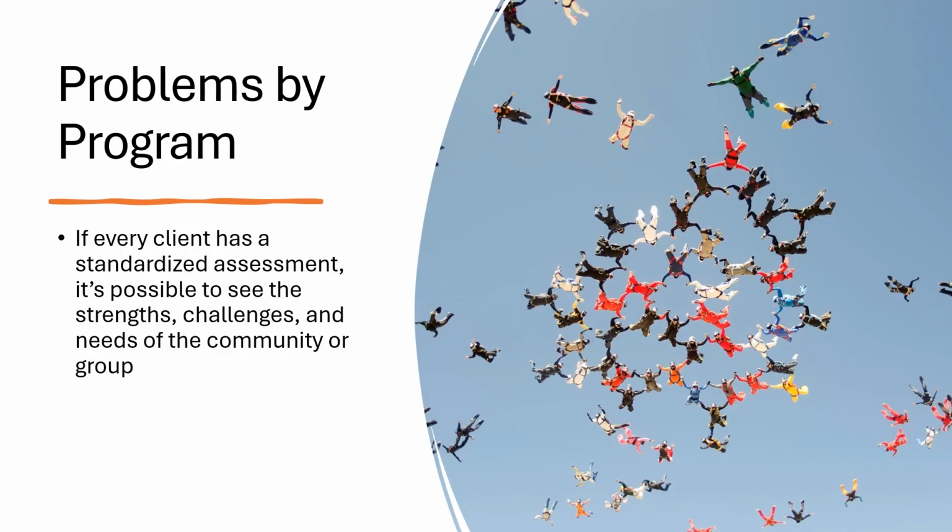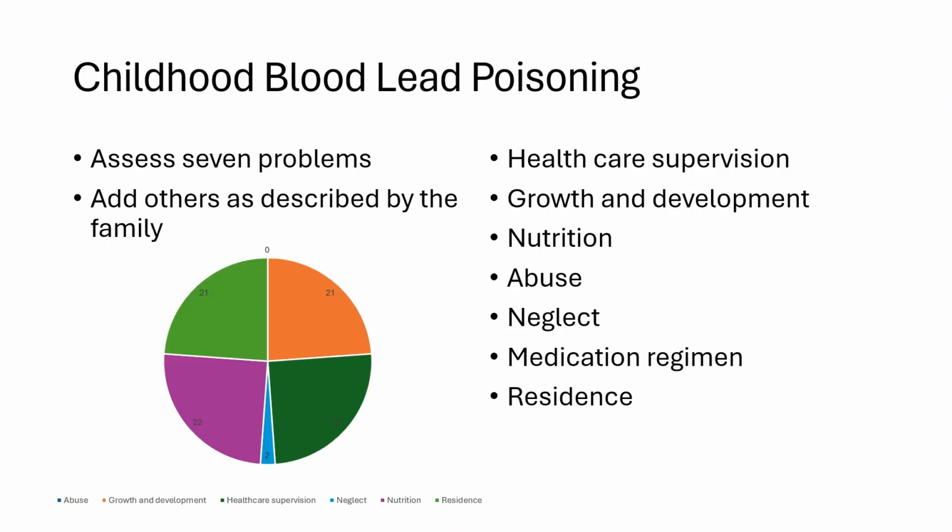In this section, I'll describe several different examples of how to structure health assessments by program using the Omaha System. Our first example is childhood blood lead poisoning. For childhood blood lead poisoning prevention programs, you can assess 7 problems and add others if needed. In particular, healthcare supervision, growth and development, nutrition, abuse, neglect, medication regimen, and residence are high priority problems.